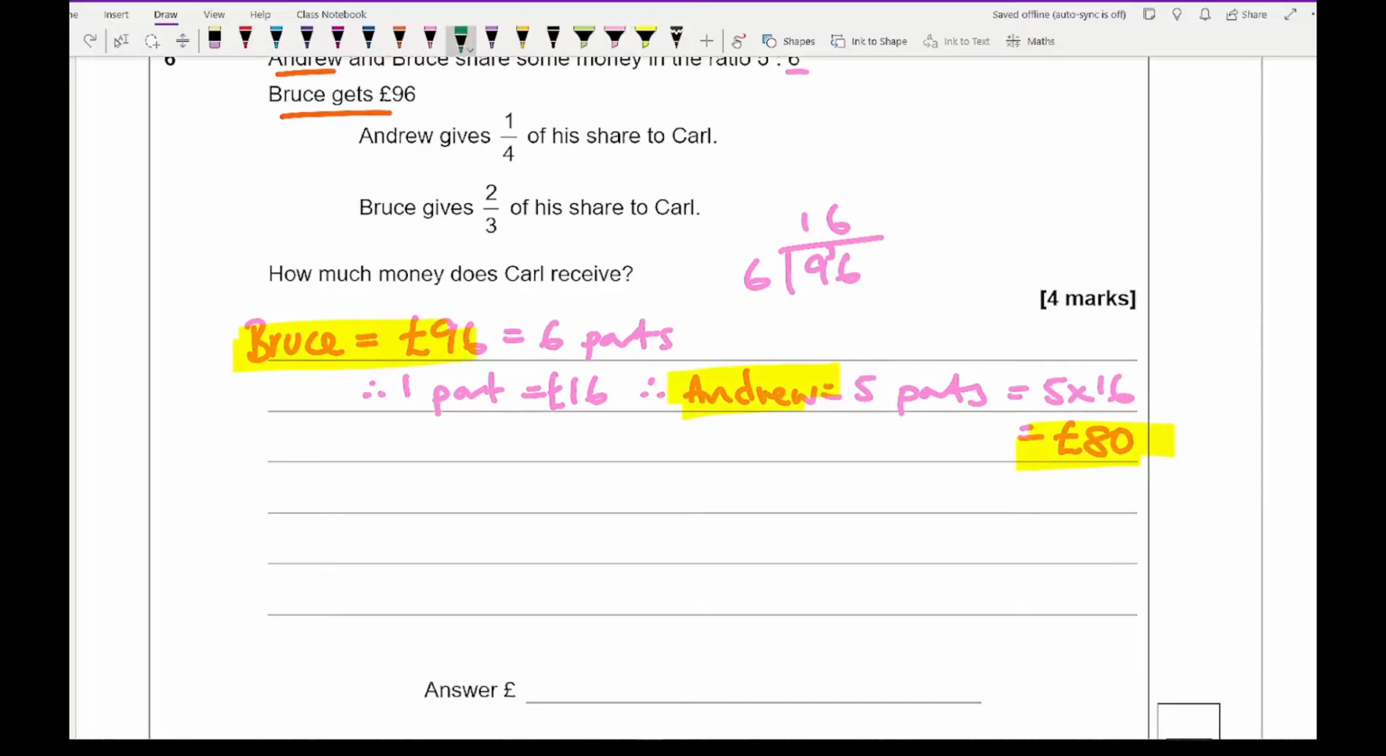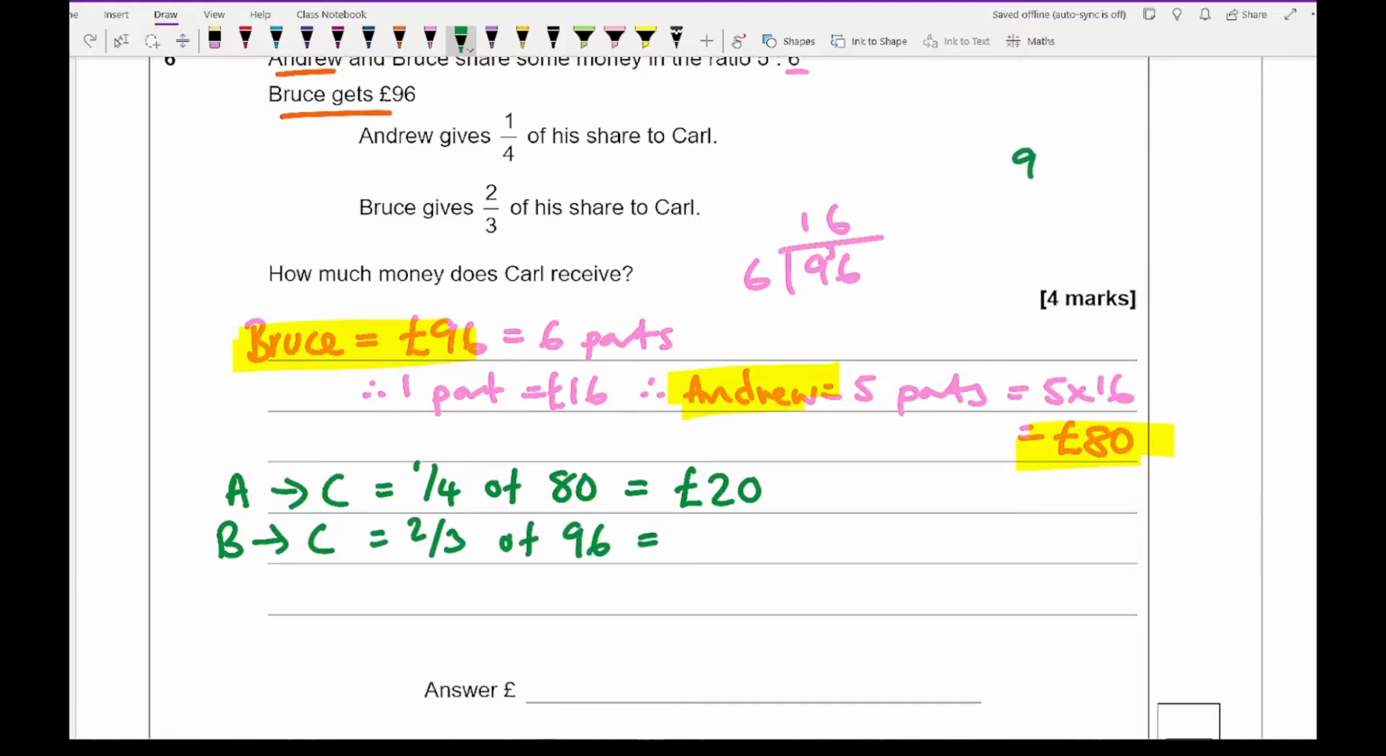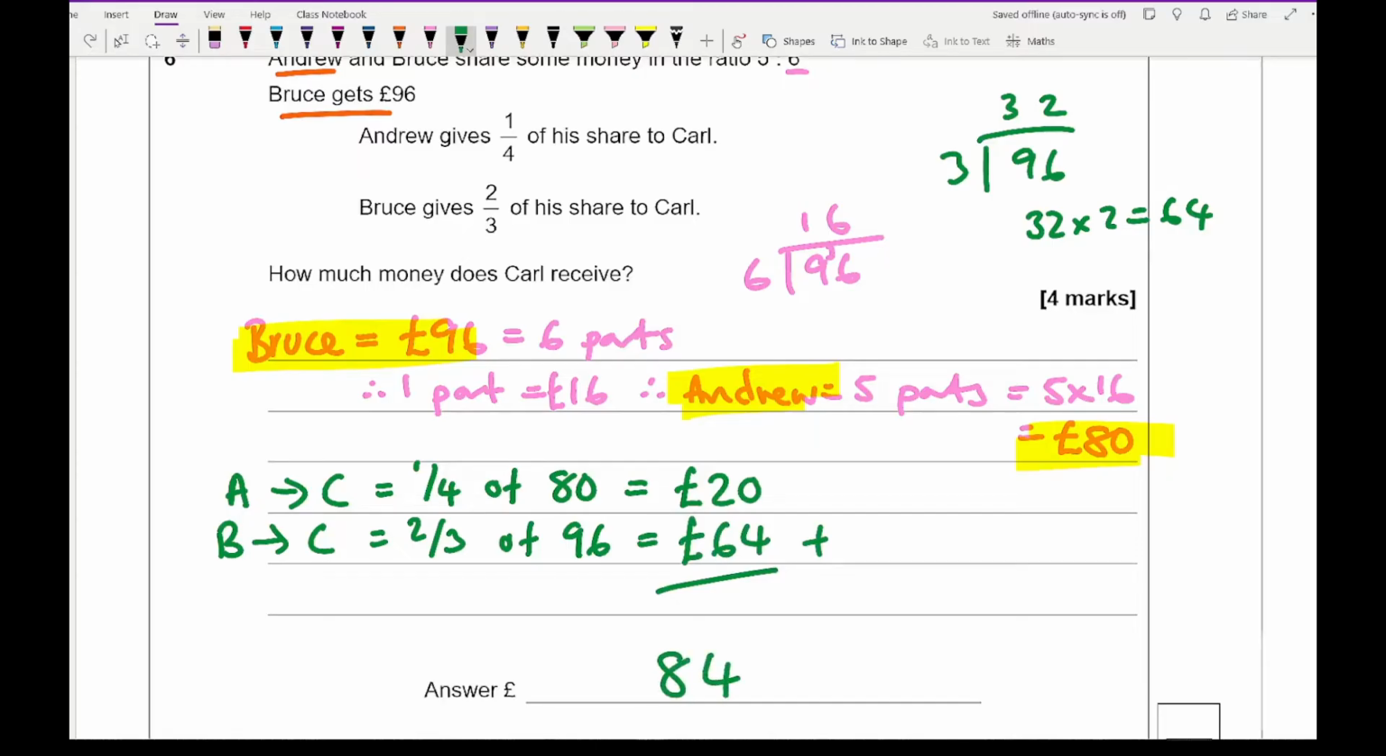So from this, now we've got the total amounts of both Bruce and Andrew, we can work out how much they each give to Carl. So Andrew to Carl is equal to a quarter of 80, which is £20. And I then need to work out what Bruce to Carl is going to be, which is 2/3 of 96. And again, 96 divided by 3 gives me 32, and then 32 times 2 is 64. So all that's left for me to do is add these two amounts, giving me a total amount for Carl of £84.